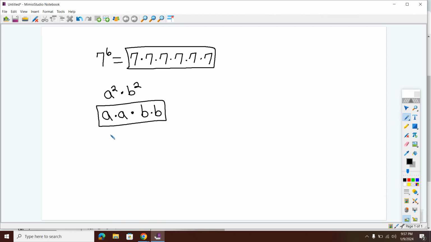Now, I told you the first semester that this could be also written with parentheses, a times a, times b times b. A letter next to parentheses means multiply. A letter next to a number means multiply. A letter next to parentheses means multiply. So this also could be an answer. So both of these are answers.